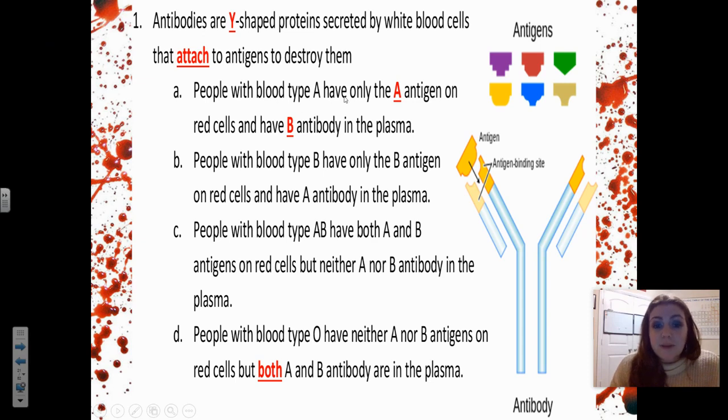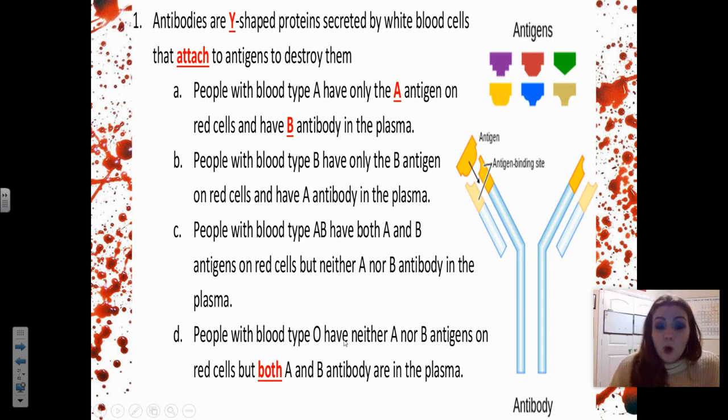People with blood type A only have the A antigen on their red blood cells and have B antibodies. People with type B have the B antigen on their blood cells. That's what makes them type B. But they have A antibodies, which will fight off A. People with type AB have both A and B antigens on their red blood cells, but neither A nor B antibodies, because then they'd fight themselves. So they don't have antibodies for blood in their body. They don't fight off anything.